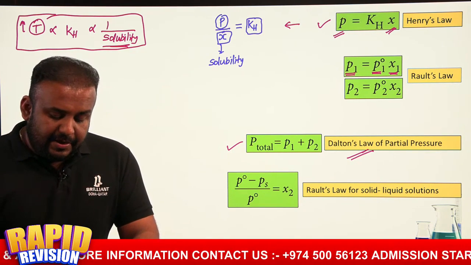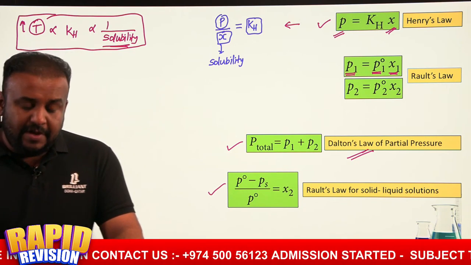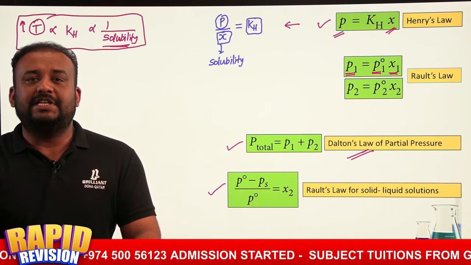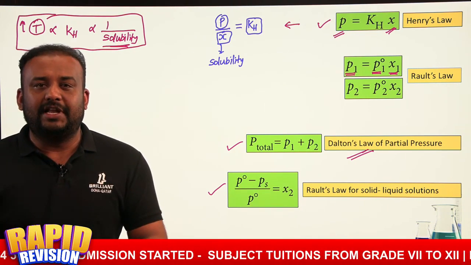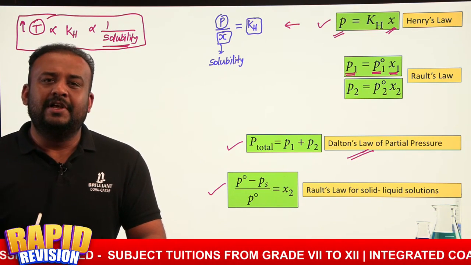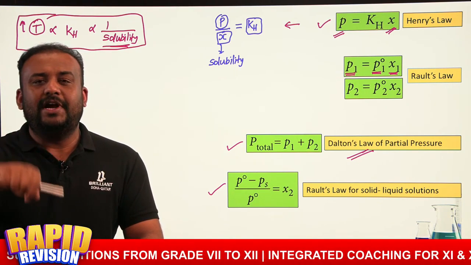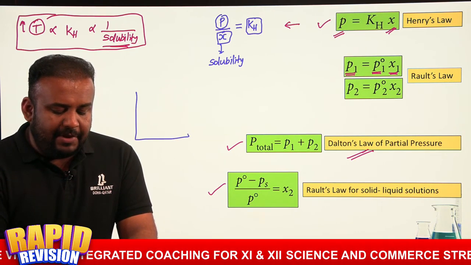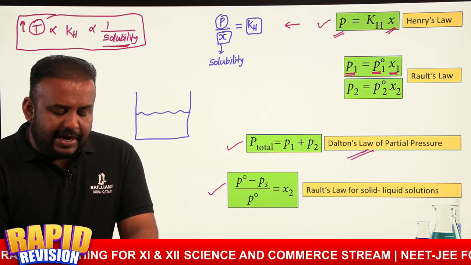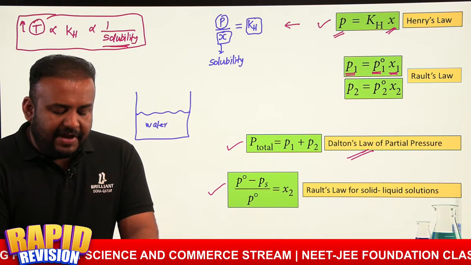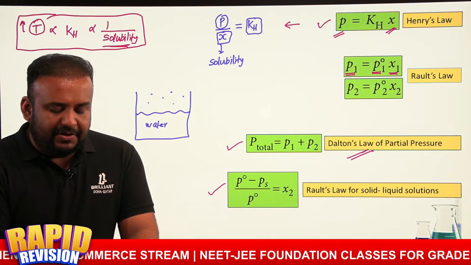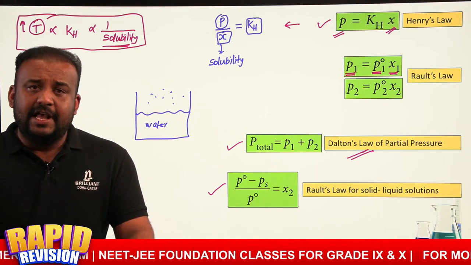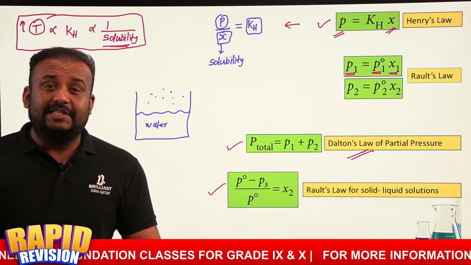Right. Now the last one is again Raoult's law, where one component is volatile whereas the other component is non-volatile. For example, a solid-liquid solution. Let's say you are adding sodium chloride into water. When you add sodium chloride into water, what will happen? You know, when water is taken alone, water can vaporize easily. So vapors of water will be above the surface of the water, and that vapor pressure is called the vapor pressure of pure water.